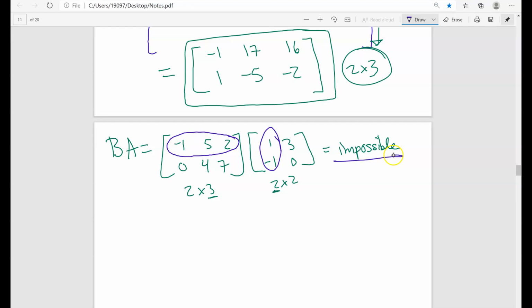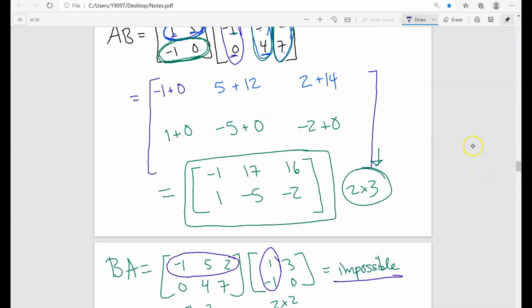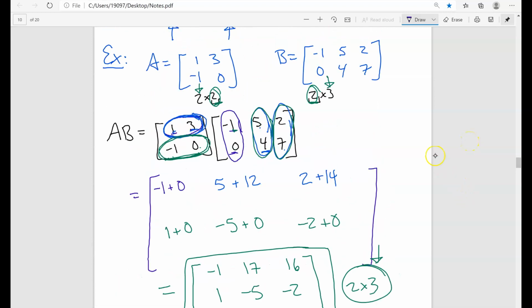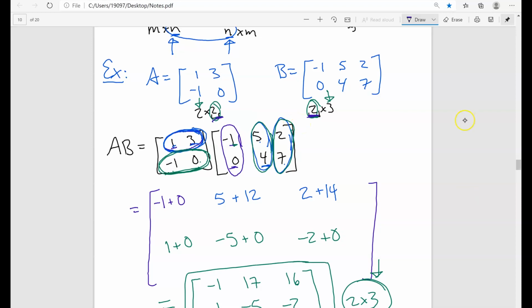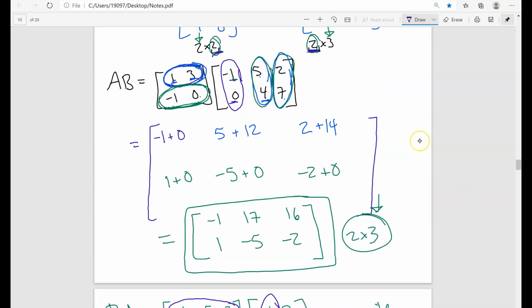Okay, so when you're doing matrix multiplication, this is basically the gist of it. You're just making sure that you can get the dimensions right. You're only looking at the middle numbers between the dimensions, and then the outside numbers are going to be what the output matrix should be.